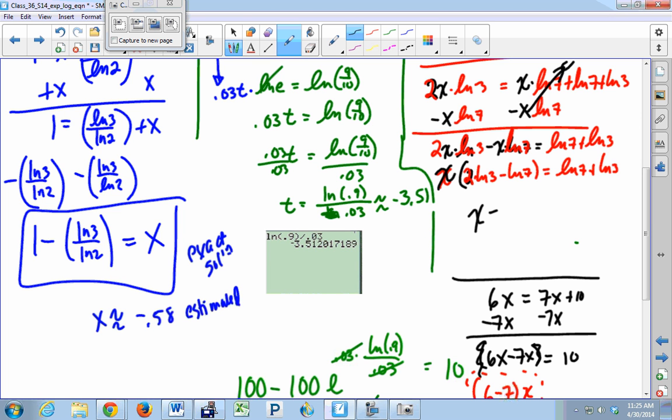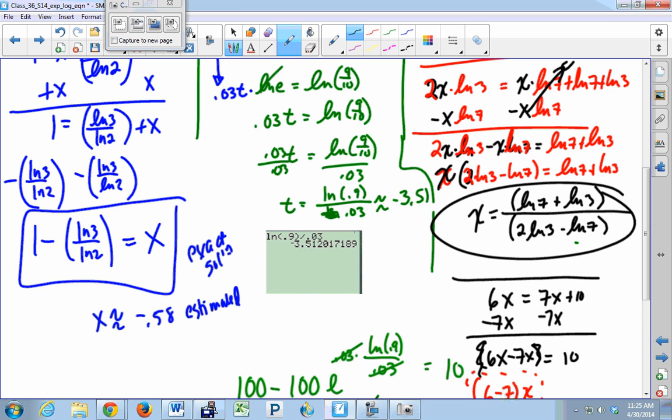Woo! X equals the natural log of 7 plus the natural log of 3, you can put it in parentheses if you want, all over 2 natural log of 3 minus natural log of 7. And you're done. That's your exact answer. They're all constants. You can throw them in your calculator and you can get an approximation.